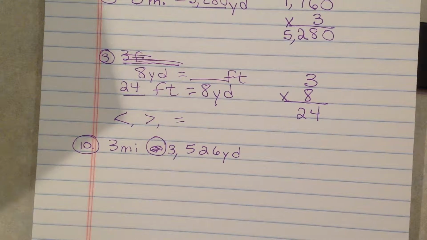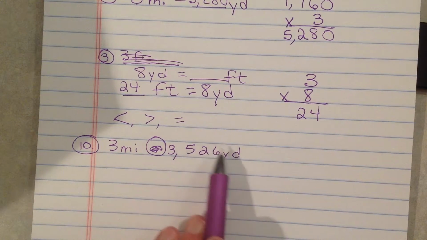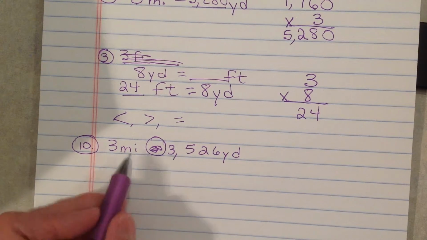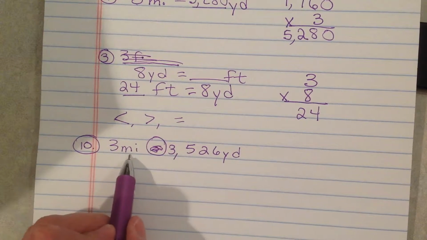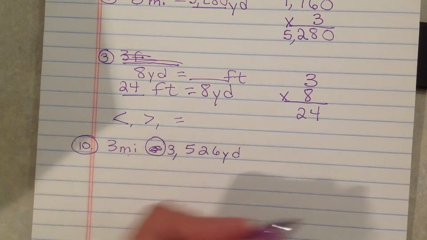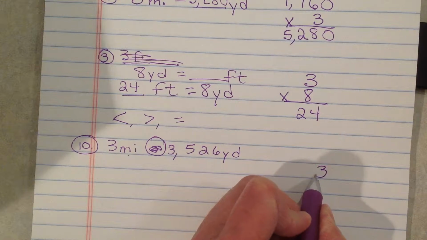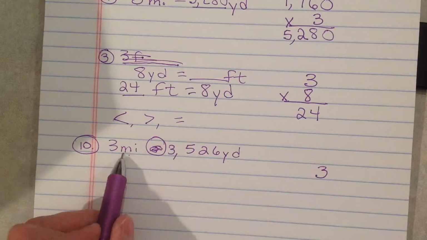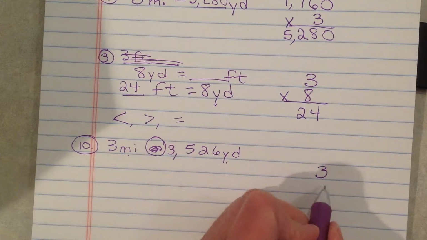If you want to divide, then you're going to take 3,526 and divide it by 1,760. So good luck with that, but you're welcome to do it if you wish. I'm not going to. I'm going to convert 3 miles to see if it is this many yards. It may be less. It may be more. But I know from miles to yards, I'm going from big to small, so I'm going to multiply.